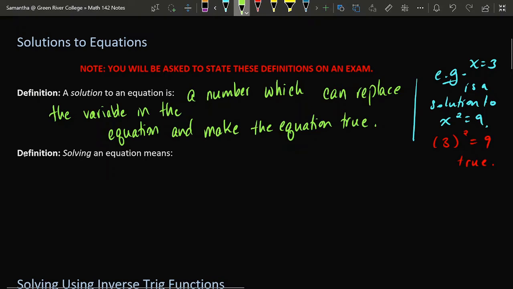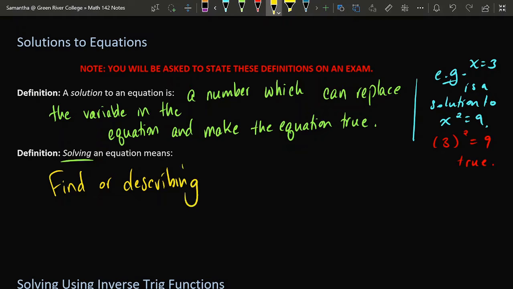Now, what does it mean to solve an equation? Solving an equation specifically means finding or describing all possible solutions. If someone asks you to solve an equation, finding one solution is not enough. You need to describe all of the solutions, all of the numbers which make that equation true.